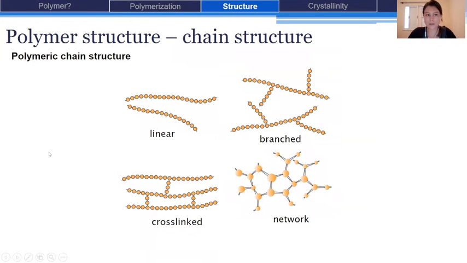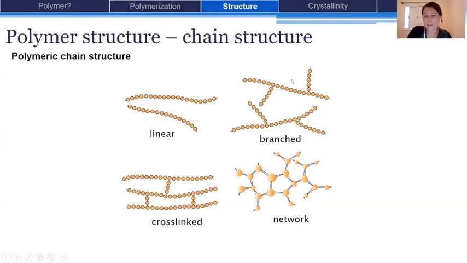So we can have different kinds of polymeric chain structures. First of all, we have the linear structure. You can see that you have long chains that are totally linear and independent. And in that case, you can have a high packing of these chains. They can come close one to another, and this can facilitate what we will see after, their crystallization.